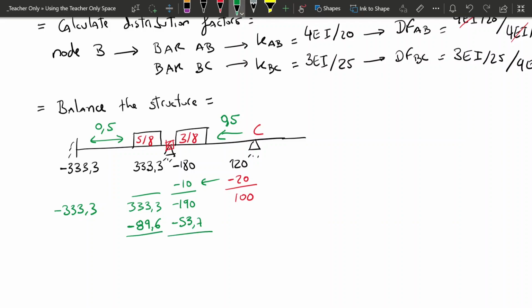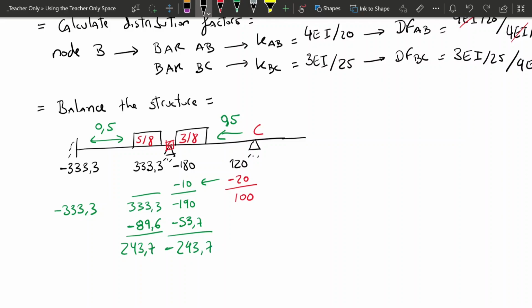And here we need to check straight away that we didn't make any mistake in the calculation. 333.3 minus 89.6 gives me 243.7. And then on this side, if you do 190 plus 53.7, we get negative, in this case, 243.7. So that means everything is working fine.